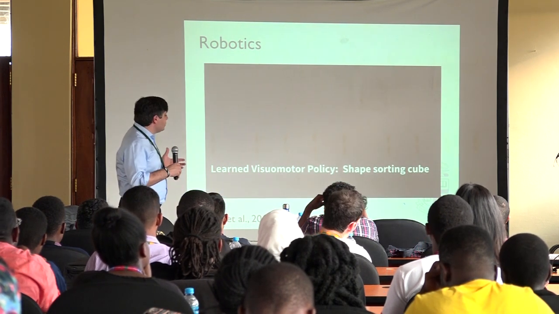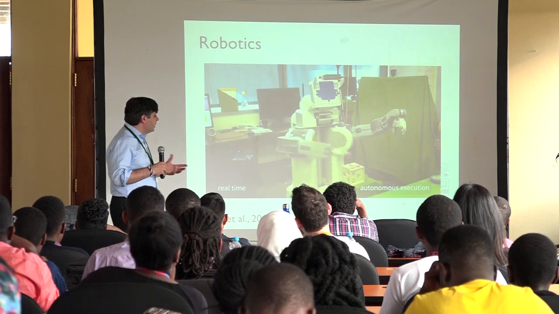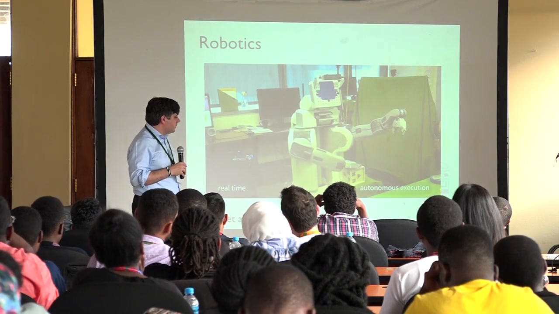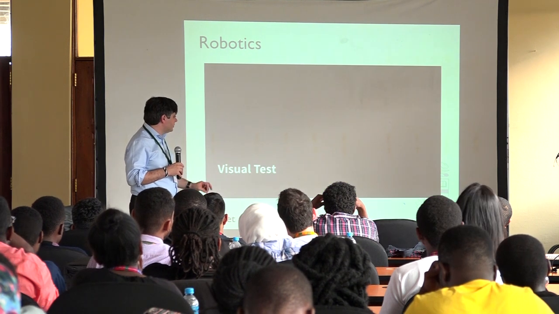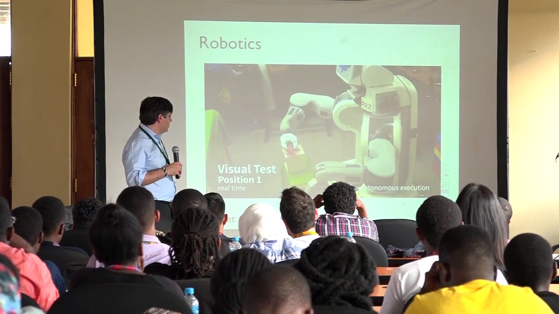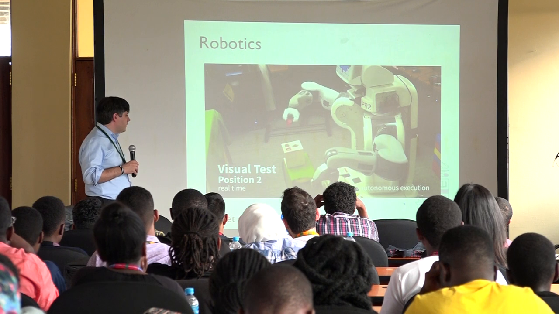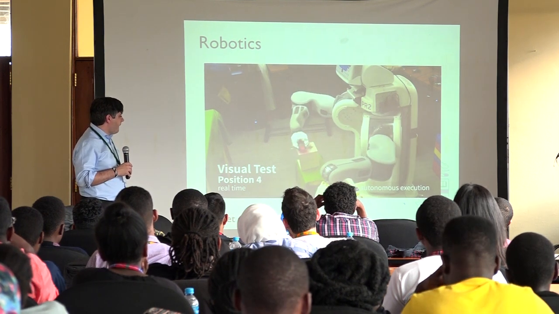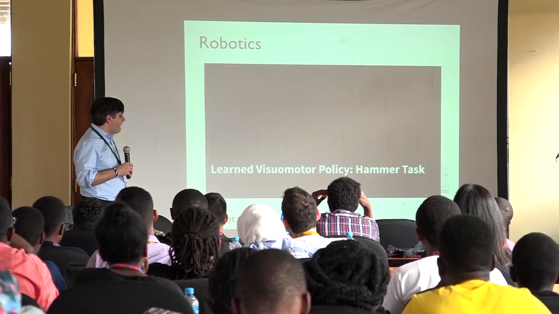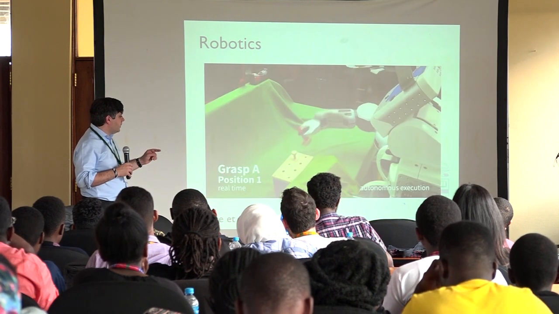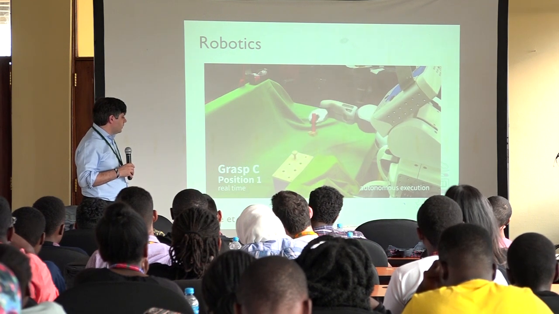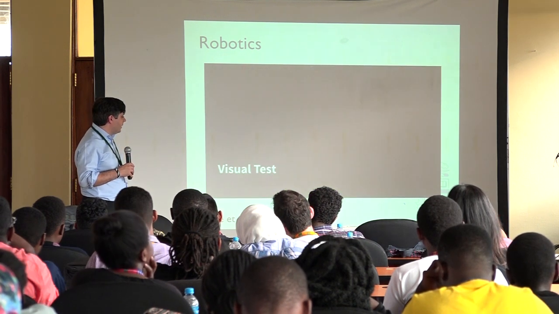So these visual motor policies are really exciting. Here is a robot learning to put a cube in a hole directly from pixels. You can move it around and it's able to generalize, right? Here is a robot learning to use a hammer to pull out a, we're using a hammer to catch a peg.